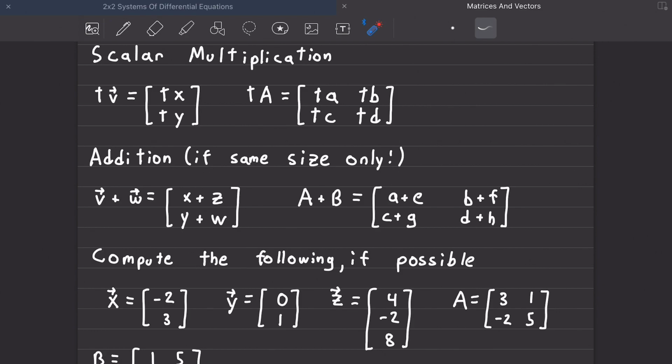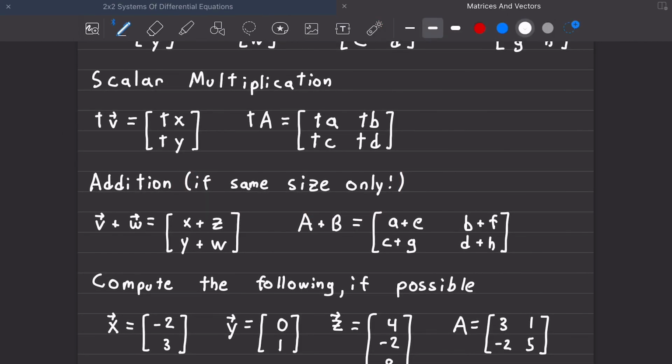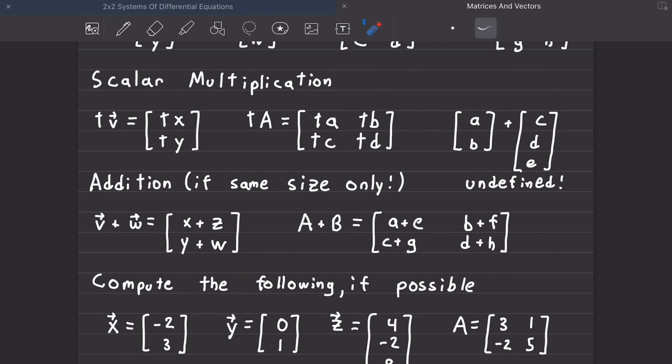And this addition, very important note, I'll circle that over here. It's only going to happen if they're the same size. So let's say, I'm going to put an example over here, let's say I'm adding AB plus, let's say, CDE. We actually say that this addition is going to be undefined. So that doesn't really have any meaning because you're adding two things with different size. So please don't do that.